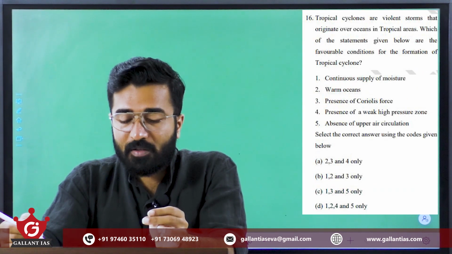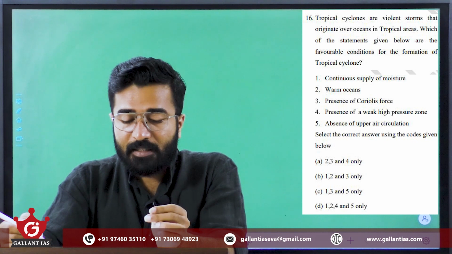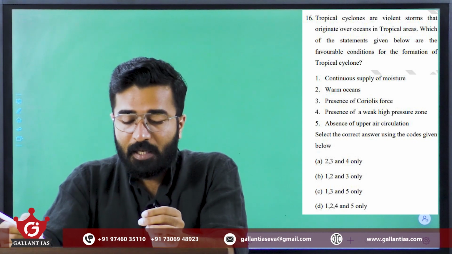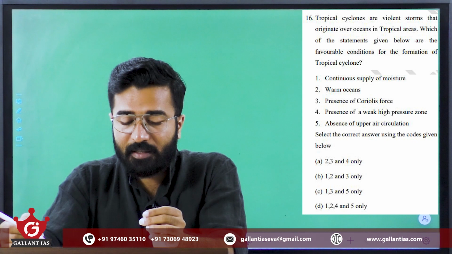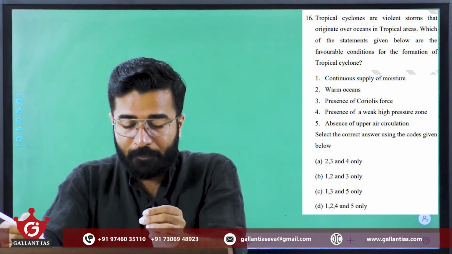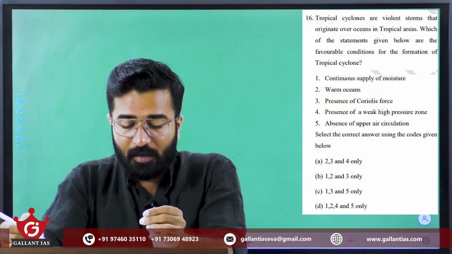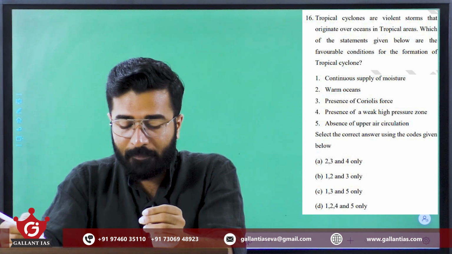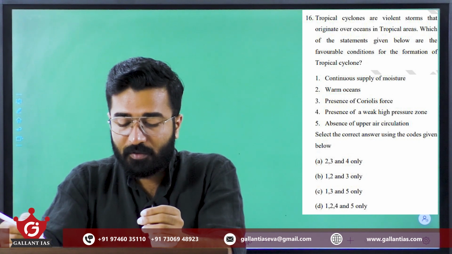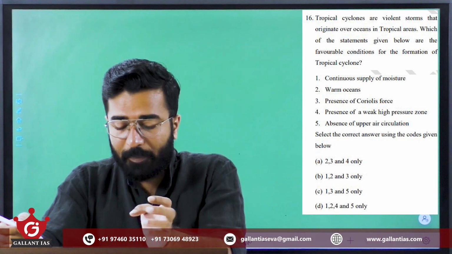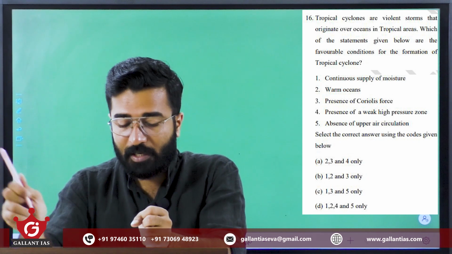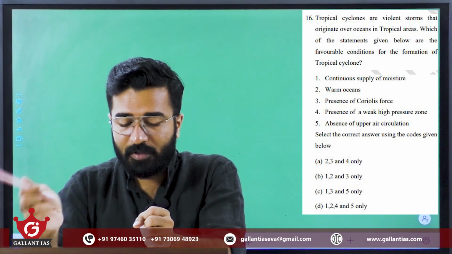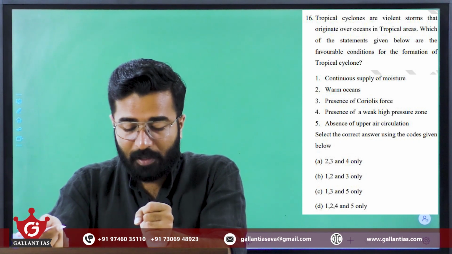16. Tropical cyclones are violent storms, and we have discussed this area, that originate over oceans in tropical areas. Which of the following statements are favorable conditions for the formation of a tropical cyclone? Continuous supply of moisture, warm oceans, presence of Coriolis force. Okay, 1, 2 and 3 are correct. Then presence of a weak high pressure zone. Is it correct? It's a low pressure zone. Then absence of upper air circulation. No, it's presence of upper air circulation, as I told, because of Coriolis force and all. There is upper air circulation, that must be there. So it's not absence. So 1, 2 and 3.